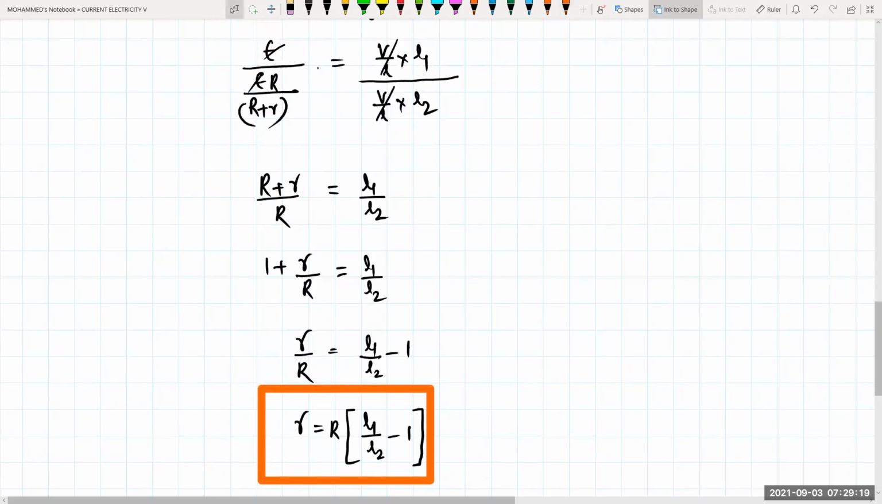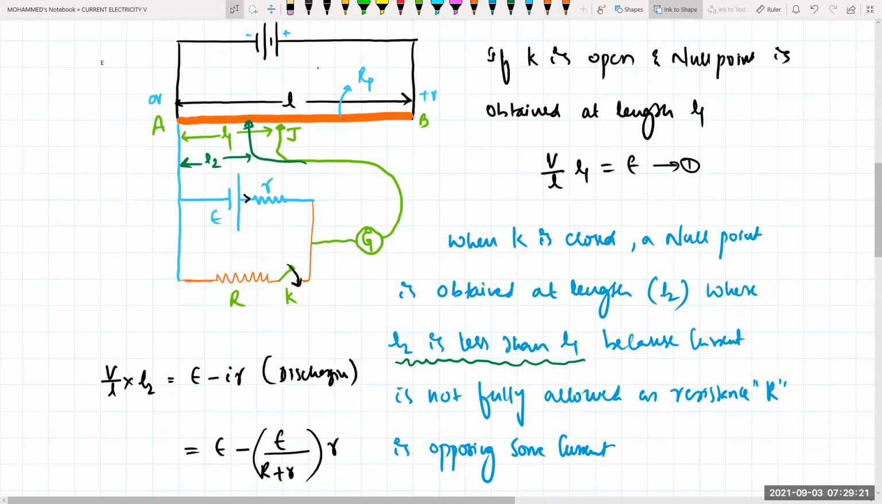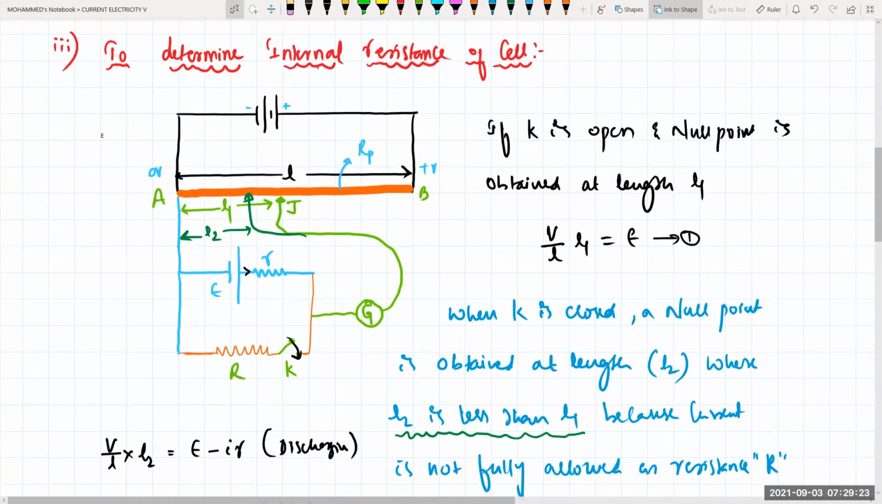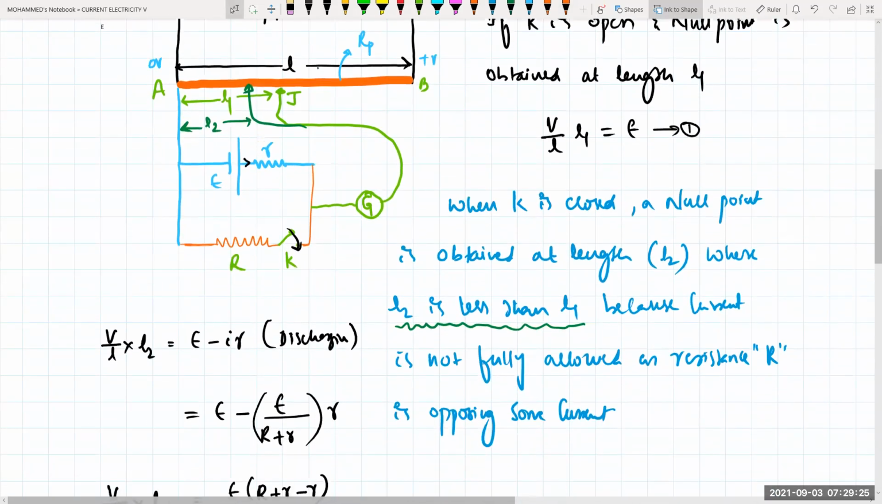Yes, sir. Just go through it once, beta. If you have any doubt, please let me know. Very important: to find the internal resistance of this cell, how do you calculate under the given conditions?